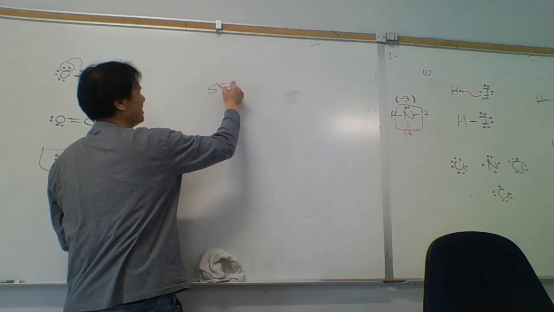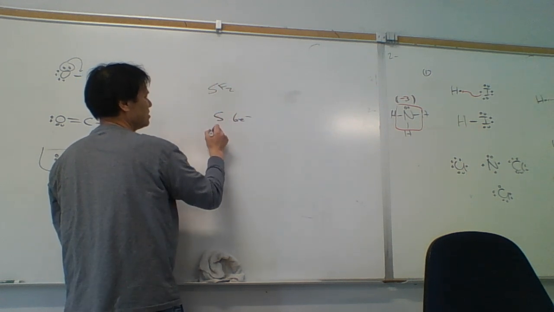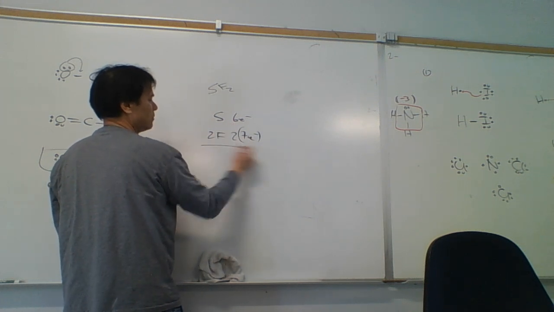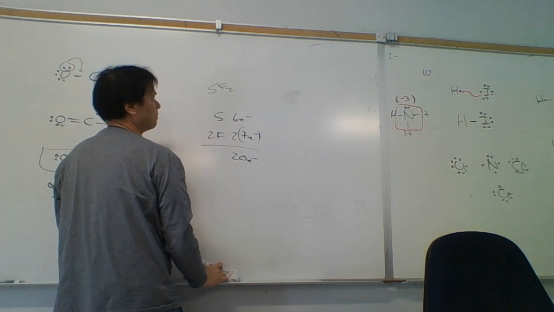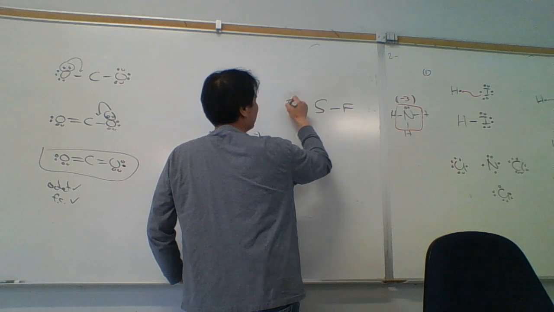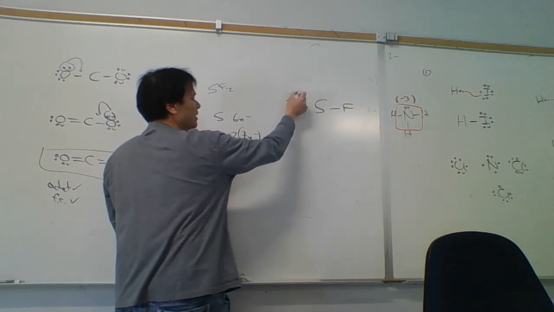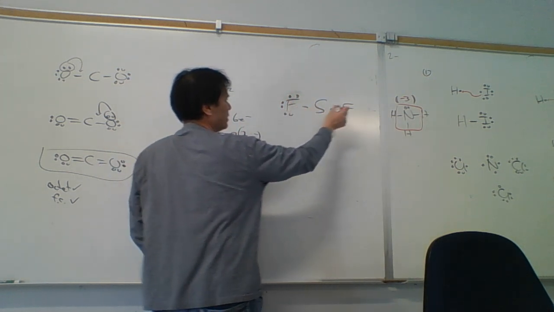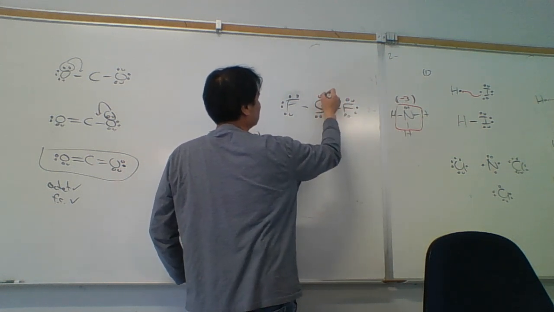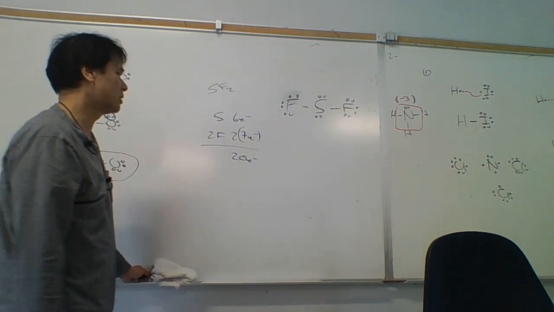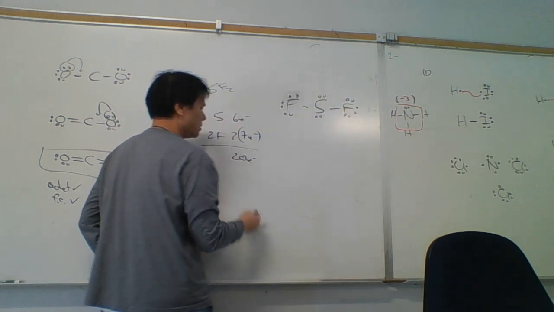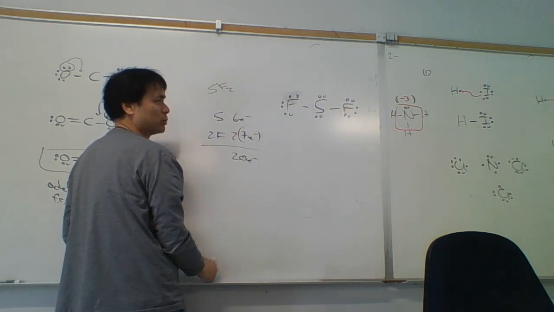SF2 is next. Sulfur has 6 electrons, 2 fluorines, 2 times 7 electrons each. That's 14 plus 6 is 20 electrons. And then we place the least electronegative, which would be sulfur, and the most electronegative, fluorines, on the outside. And then we complete the octets to fluorines first, and then sulfur. And then we count the electrons. 2, 4, 6, 8, 10, 12, 14, 16, 18, 20. 20 electrons, so that matches, right? I'm supposed to have 20 electrons.